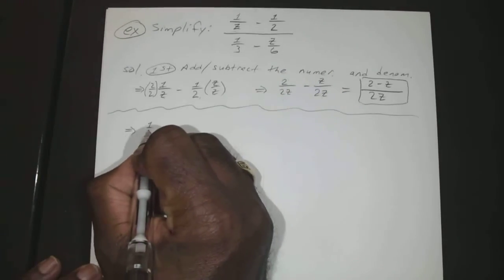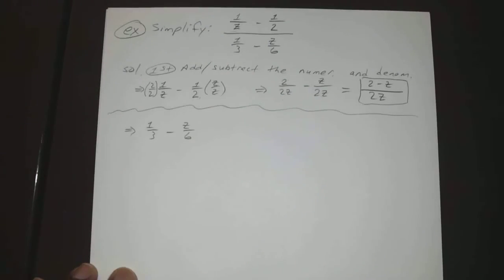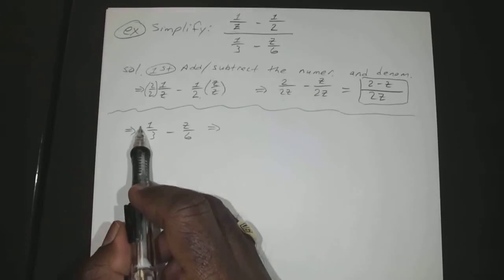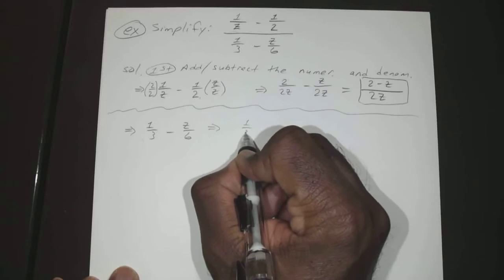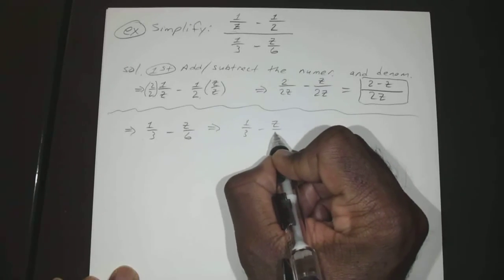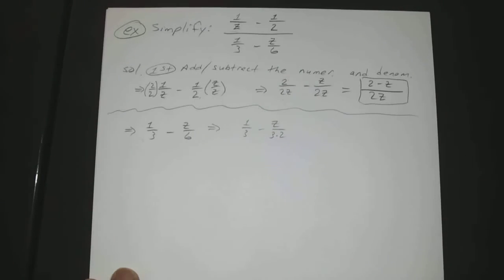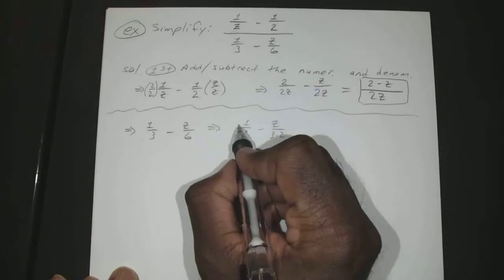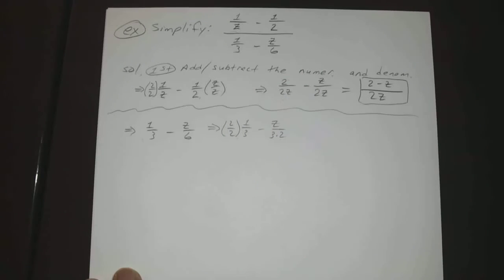Okay, so if we have 1/3 minus z over 6. Now if you wanted to, you could just go ahead and factor that 6, but you can just right from the beginning multiply 3 by 2. So if you have 1/3 minus z over 6, and instead of 6, put 3 times 2. Like I say, you don't have to do this step if you don't want to. You have a 2 over here, but you don't have 1 here. So multiply this side by 2 over 2.